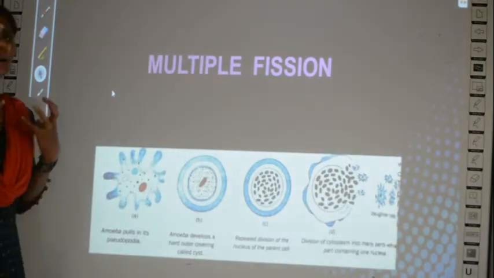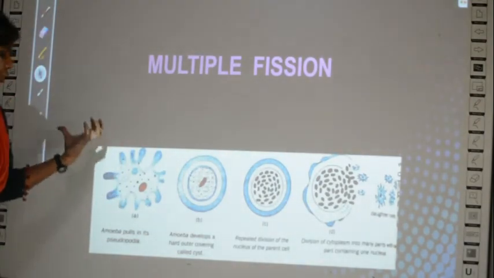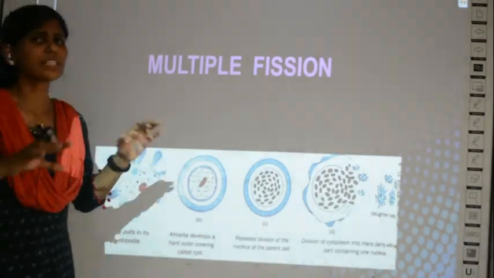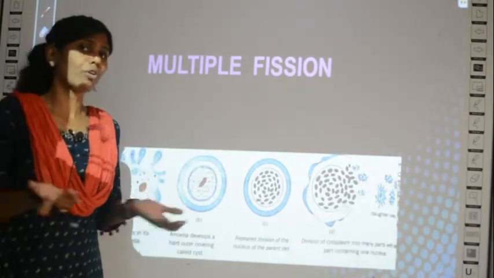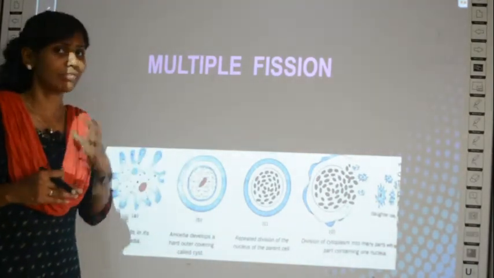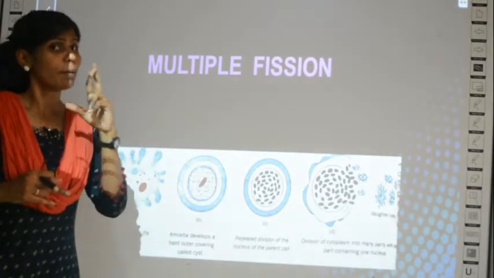When the condition is unfavorable, amoeba usually develop a cyst. Cyst means a thick outer covering. It will form in an unfavorable condition. If the condition is favorable, it will opt for binary fission.